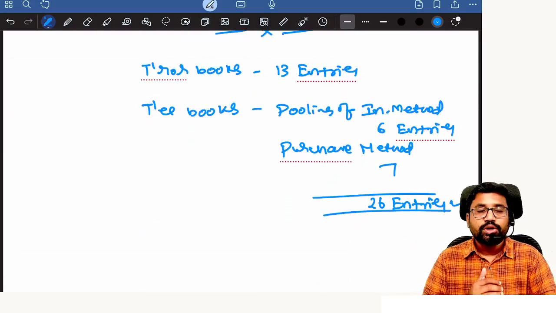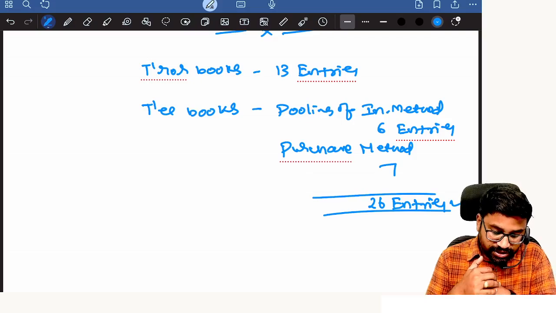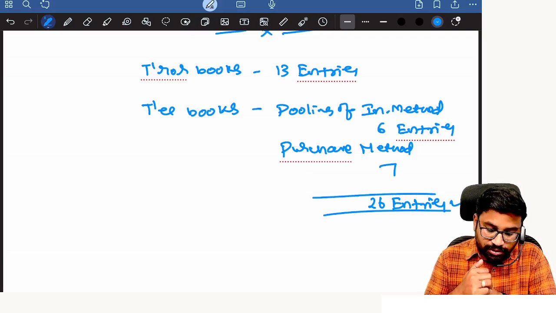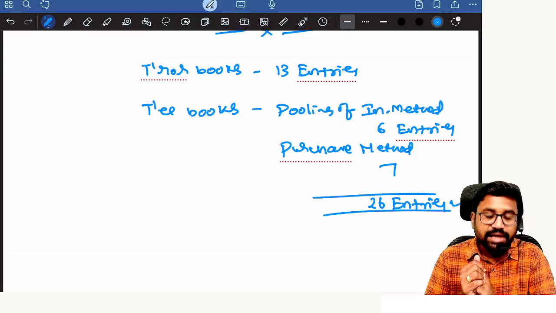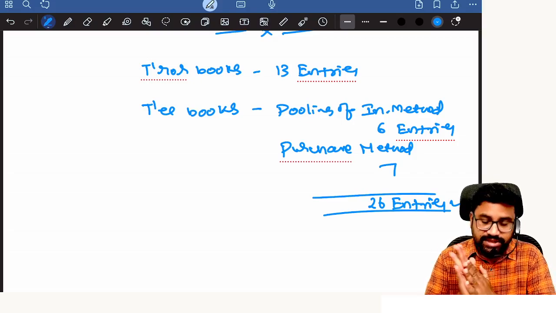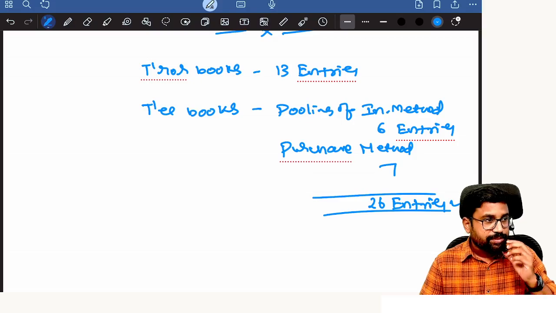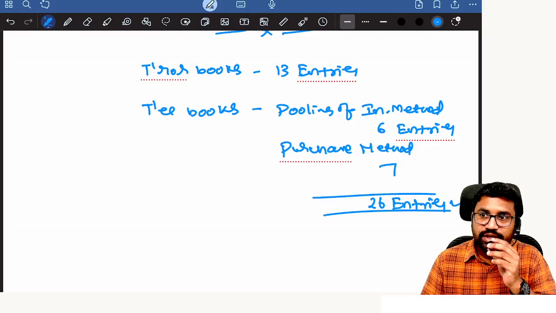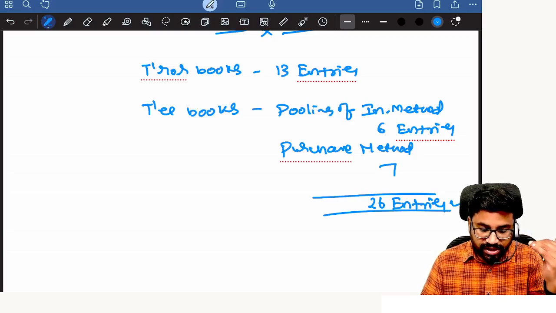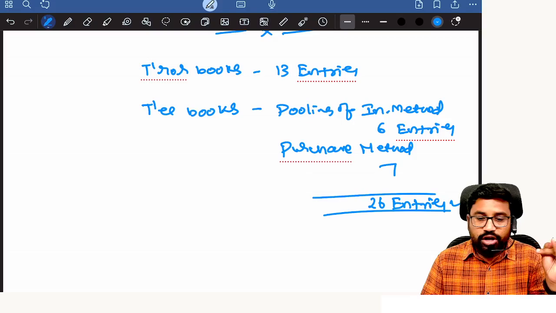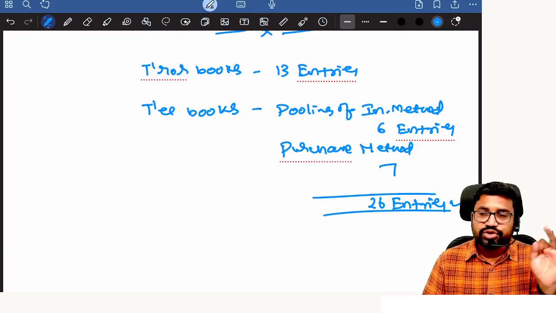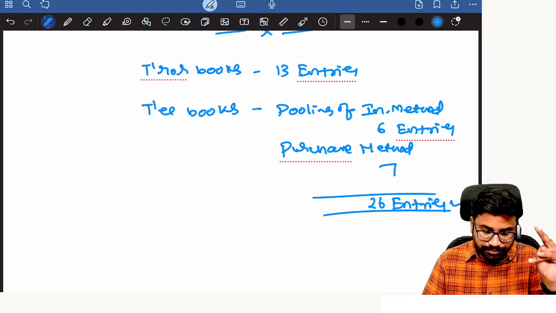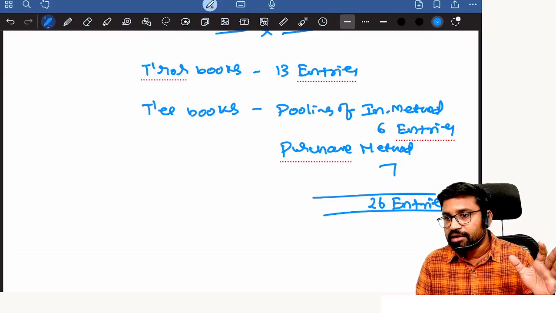So this is what we have discussed, and I told you in transferor books there are 13 entries, in transferee books pooling of interest method 6, purchase method 7. So total 26 entries will come in the amalgamation chapter. So you have to revise these entries a number of times so that when you are solving the problems it becomes very easy for you. Already in this chapter we have solved first 5 questions. First 5 or 6? 5.